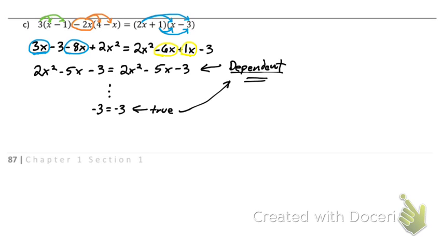Both ways are perfectly acceptable. On the test, if you stop at this stage and go, it's dependent, cool. If you solved it all the way, came up with a true statement and put it's dependent, cool. You both have dependent as your answer, so both work.